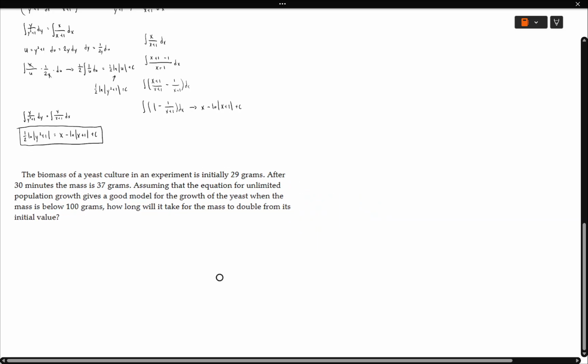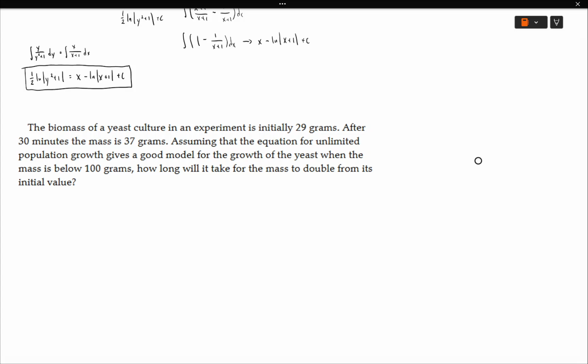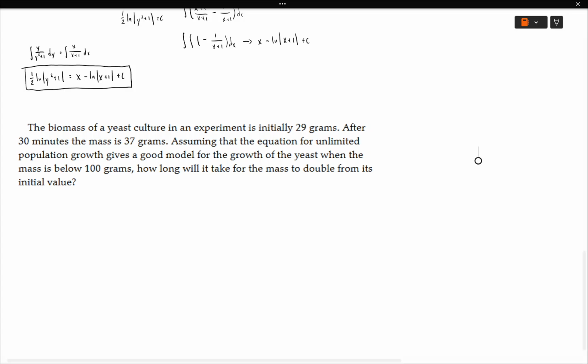The biomass of a yeast culture in an experiment is initially 29 grams. After 30 minutes, the mass is 37 grams. Assuming that the equation for unlimited population growth gives a good model for the growth of the yeast when the mass is below 100 grams, how long will it take for the mass to double from its initial value?